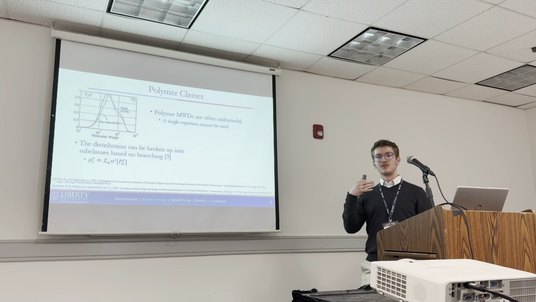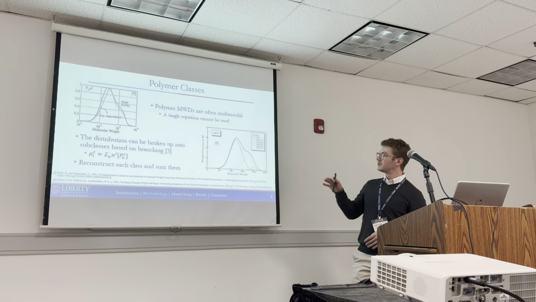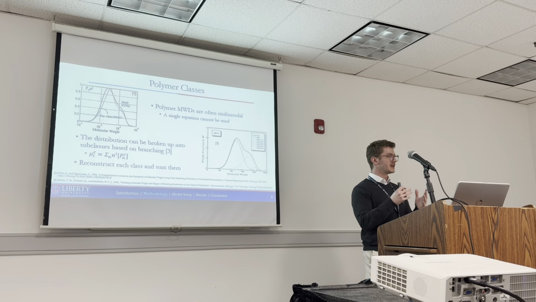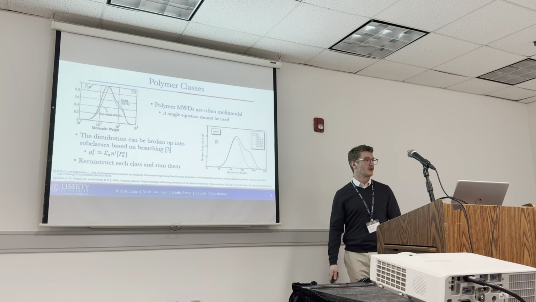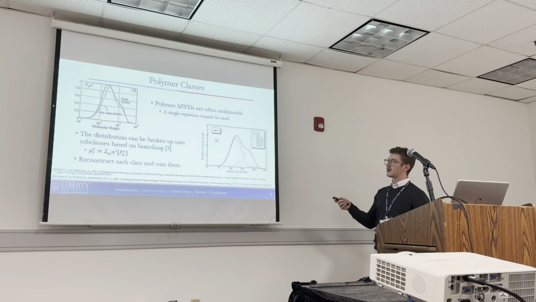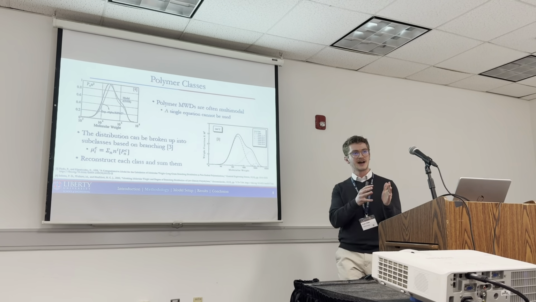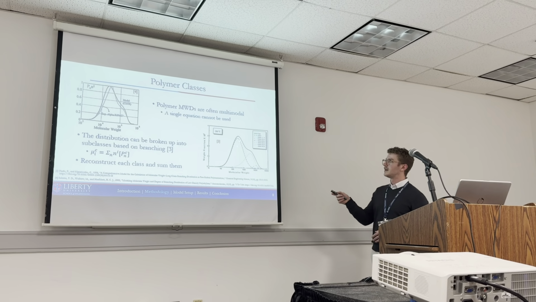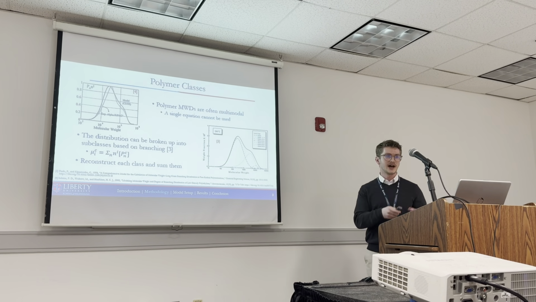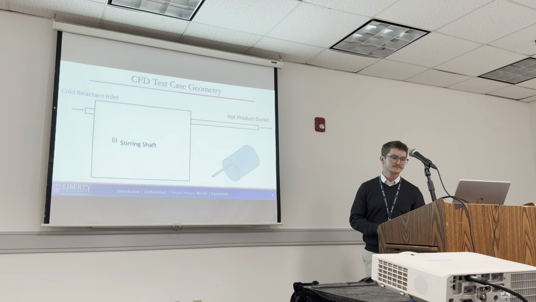And so you can have moments for each subclass and moments for the overall class, create distributions for each of those, and then sum them all together to get this bimodal molecular weight distribution. And that's what's shown here, where the dashed and dotted lines are reconstructions of subclasses, and then the solid line is the summation of all those subclasses, and you see that bimodal shoulder that we're looking for.